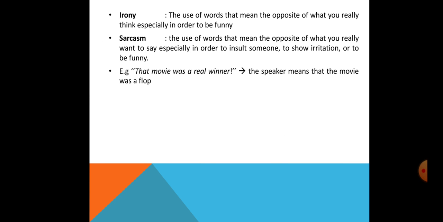And for example, "That movie was a real winner." The speaker means that the movie was a flop. The movie is not really good at all.